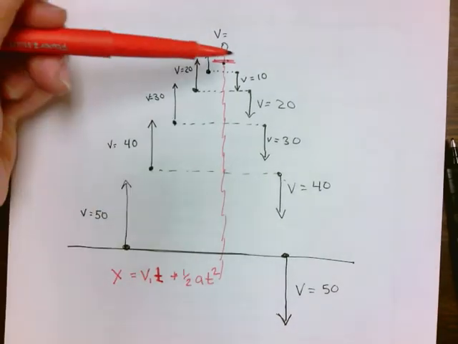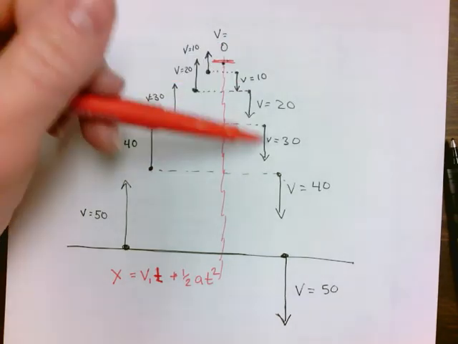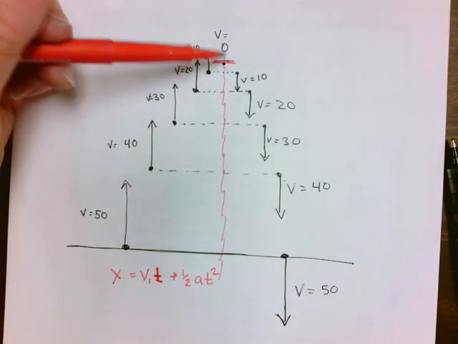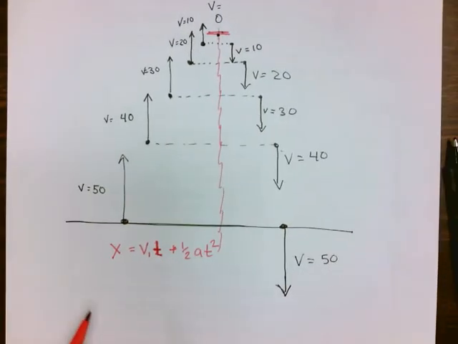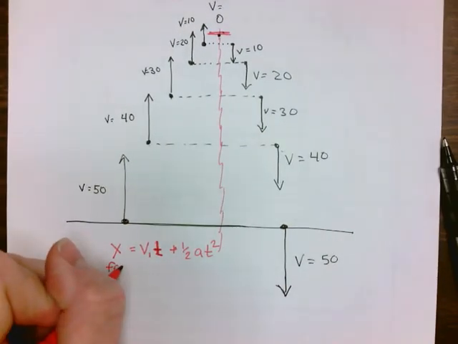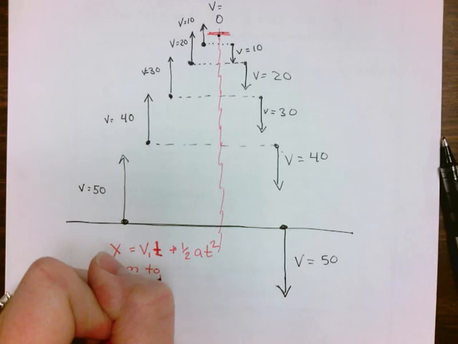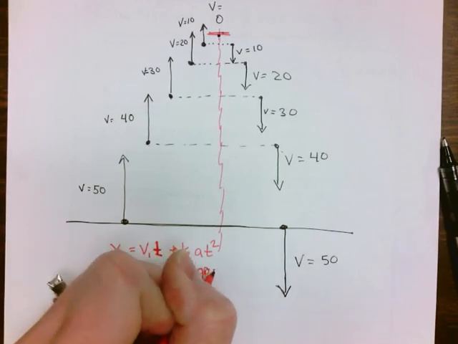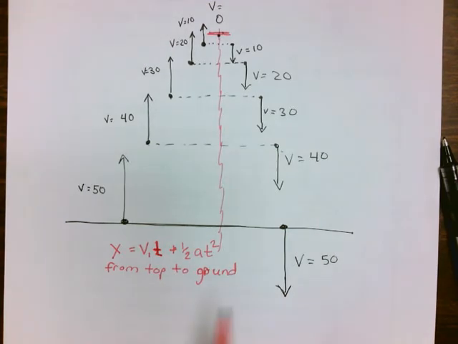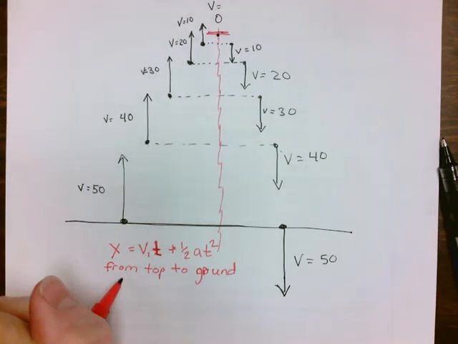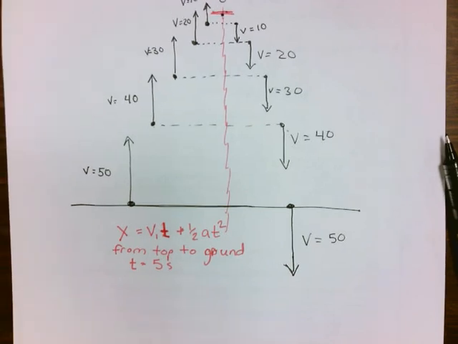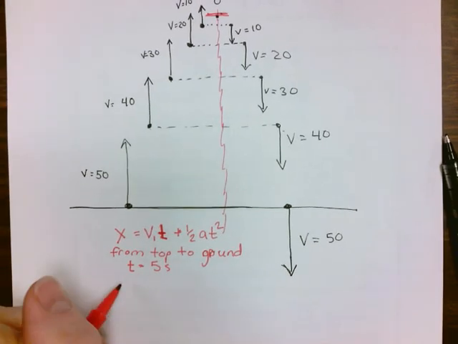But the second half of this arrow's flight is like I climbed up on a ladder to the top and dropped it. So I could figure out from the top to ground. I'm having a tough time with spelling here. From the top to the ground, I know that it takes a time of 5 seconds. And so I can figure out how far it falls from the top to the ground using my distance, right?